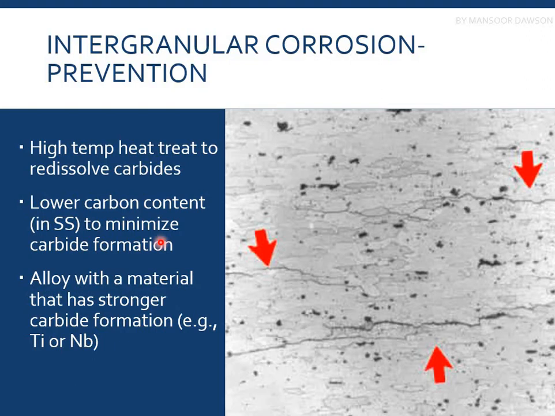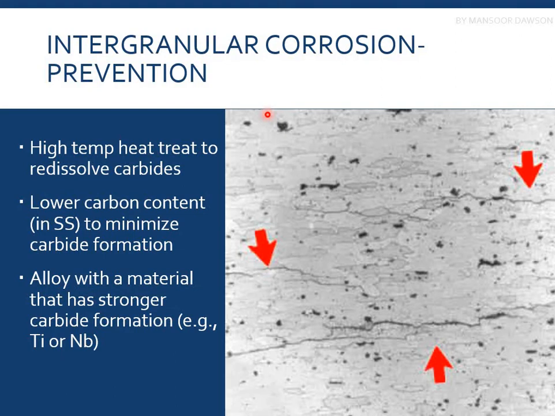And again, while cooling, you should avoid the sensitization temperature of the stainless steel. You should also use low carbon content in your stainless steel to minimize the carbide formation. If you don't have much carbon, you won't have the complex chromium carbides in your grain boundaries.